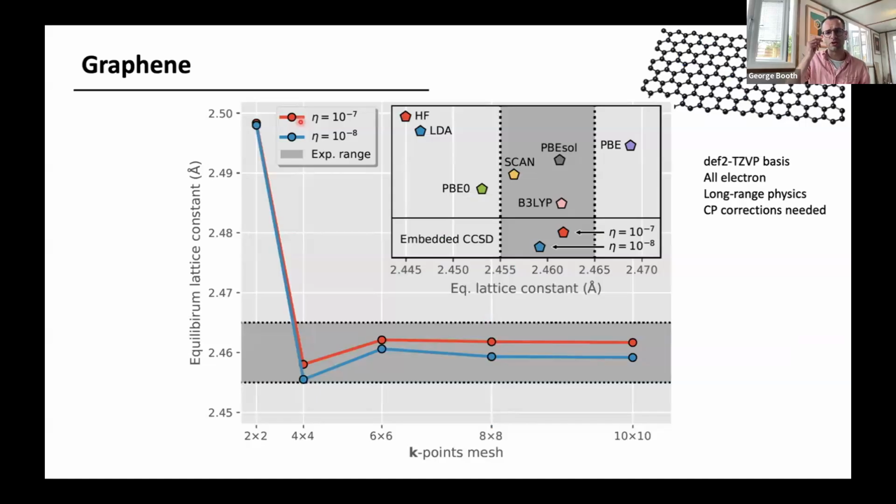We can do this for longer range interacting systems like graphene. Again, we maybe can't fully converge with respect to this bath truncation threshold, but once again, we're inside experimental uncertainty in terms of the equilibrium lattice constant here, and again, inside the scatter of different exchange correlation functionals. And we can really converge with respect to the k-point mesh.